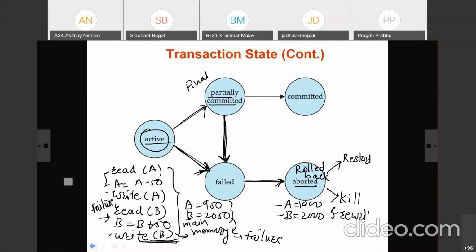That means if there is some error in the execution or in the instructions of the transaction, because of which it fails again and again, then in that case we need to kill the transaction and rewrite it again.